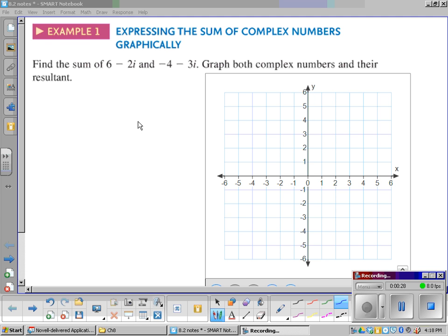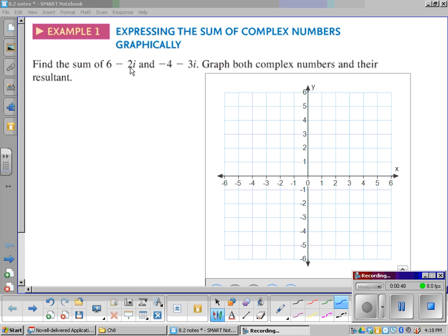We don't know if this number is bigger than this number or how they relate to each other unless we graph them. So we're going to learn how to graph the complex numbers and then look at the resultant, which is just the sum of the two numbers. Okay, so let's graph these first.